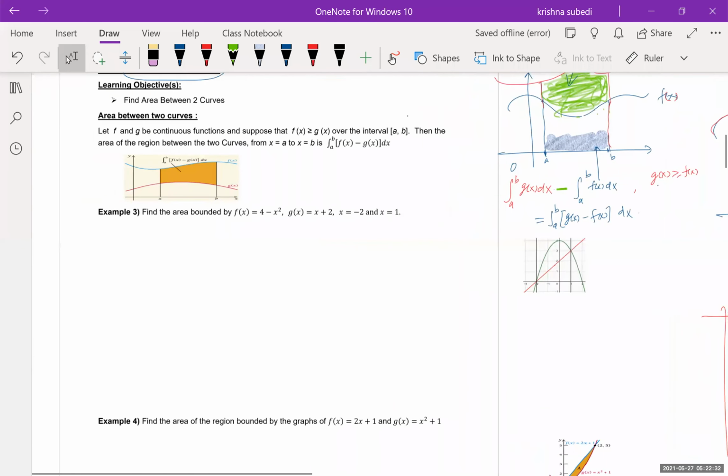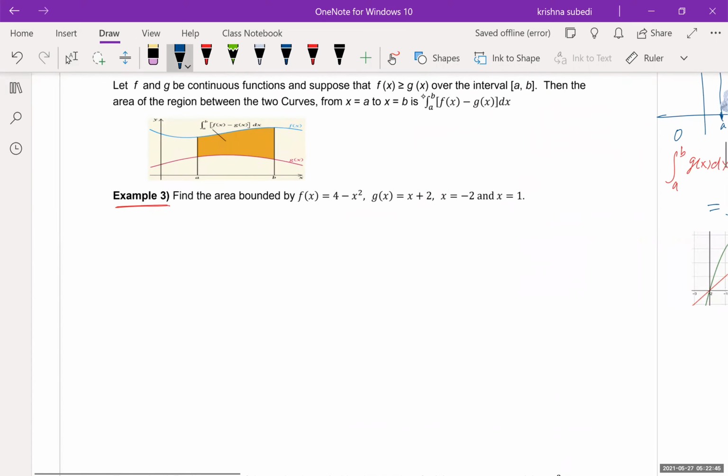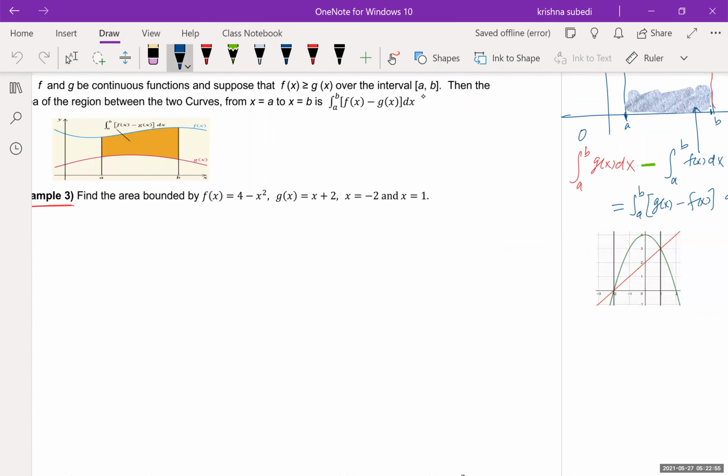So let's look at this example 3. Find the area bounded by f of x is 4 minus x squared, g of x is x plus 2, and x equals -2 and x equals 1. These two functions are very simple functions, and so you may want to draw the graph.